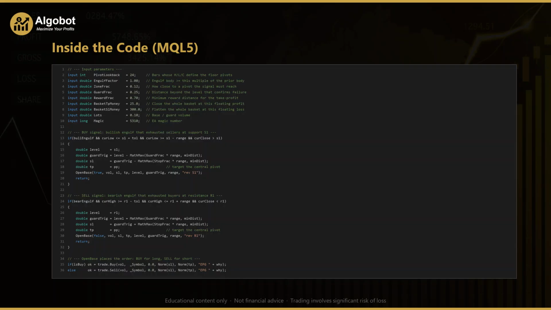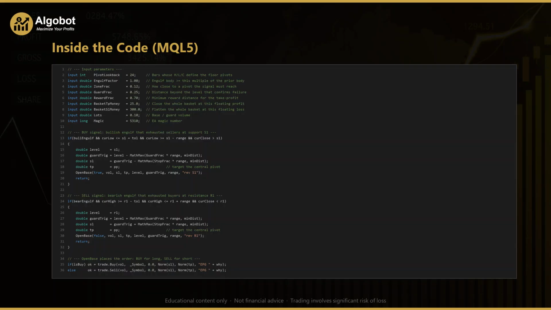The condition reads, if there is a bullish engulf and the candle's low reached the support zone around S1 while its close stayed above S1, the strategy prepares a long. It sets the level to S1, places the guard distance and the stop below it, and sets the take profit to the central pivot. The sell block is the mirror image.